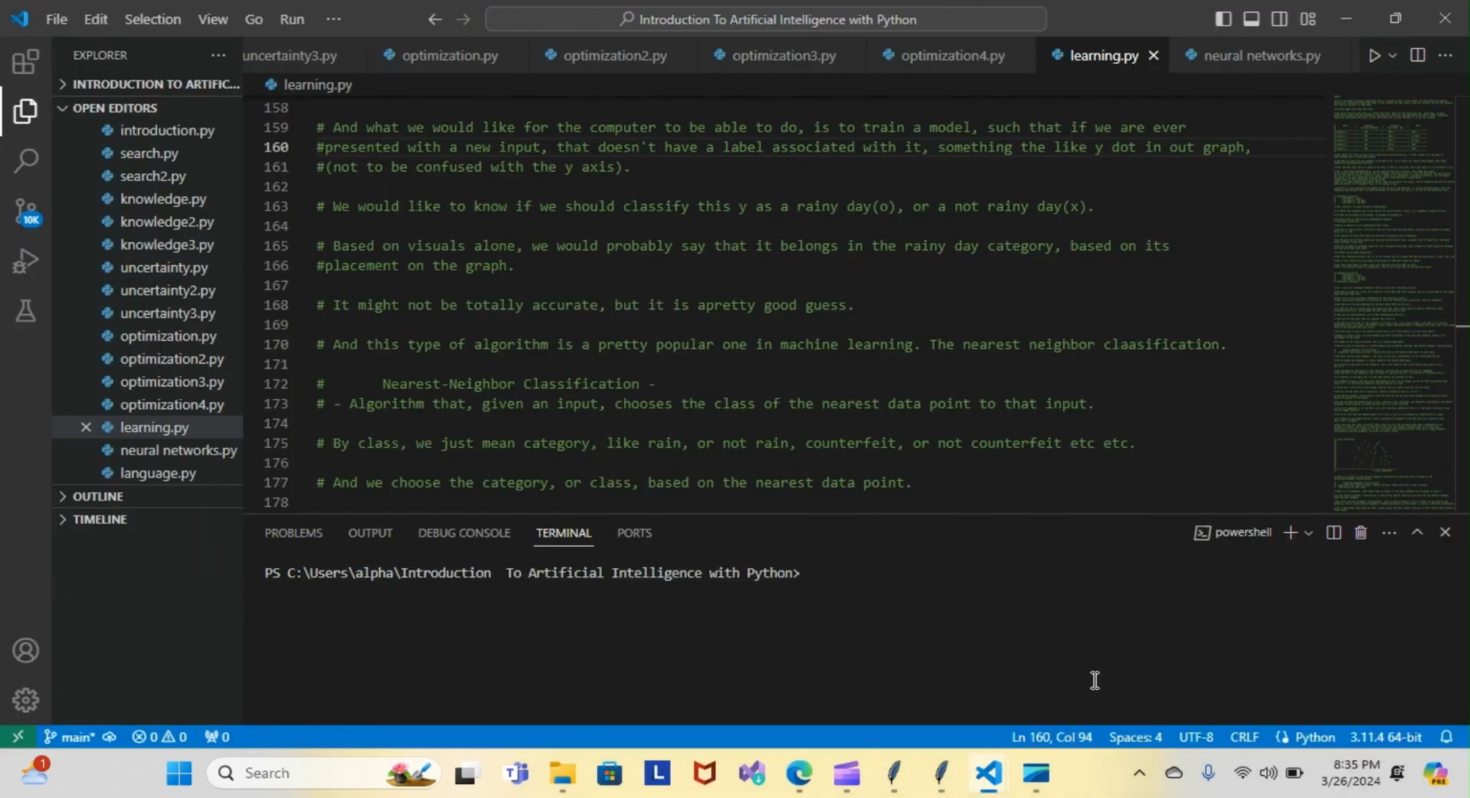Now, last night, if you recall, we were plotting a graph for our x axis and our y axis for our humidity and pressure for rainy days or not rainy days, and we're just going to build off of that for tonight. What we would like the computer to be able to do is train a model such that if we are ever presented with a new input that doesn't have a label associated with it, something like the Y dot in our graph, not to be associated with the y axis. Let me show you exactly what we mean here.